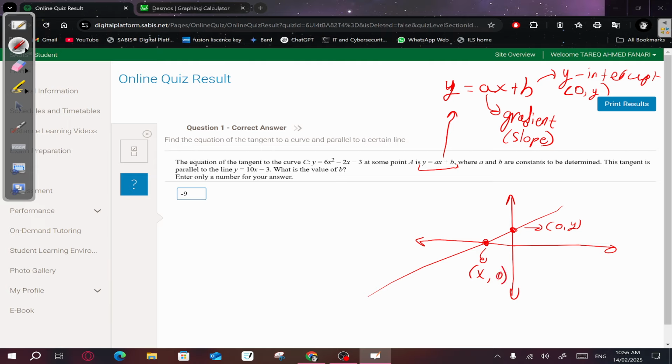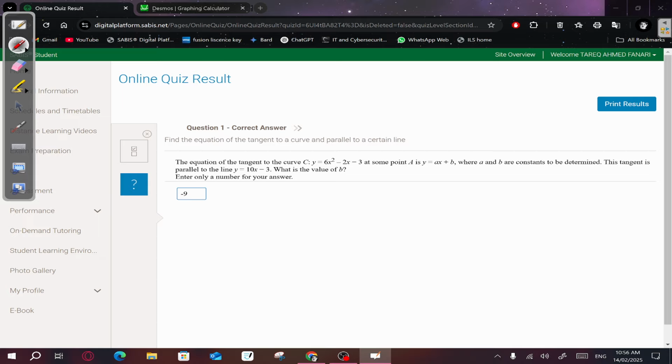Okay, just a little recap about grade 7, because this is grade 7 math. The tangent is parallel. This is very important. The tangent is parallel to the line y equals 10x minus 3.